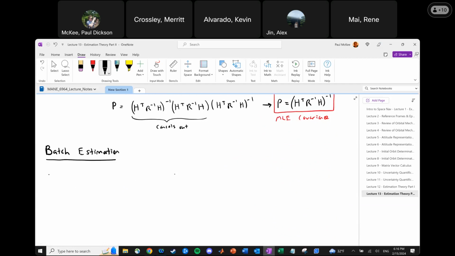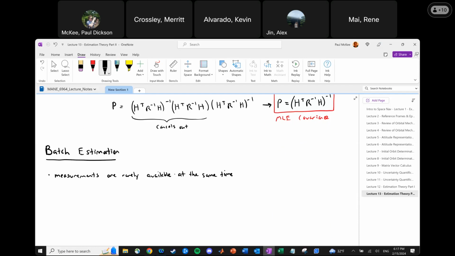Right? Measurements are rarely available at the same time. And then we're faced with a problem because now we're not measuring the same thing, right? Let's say you measure the state of your spacecraft and then 10 minutes later you get another measurement of the state of your spacecraft, and then 10 minutes later you get another. Now you have 3 measurements.